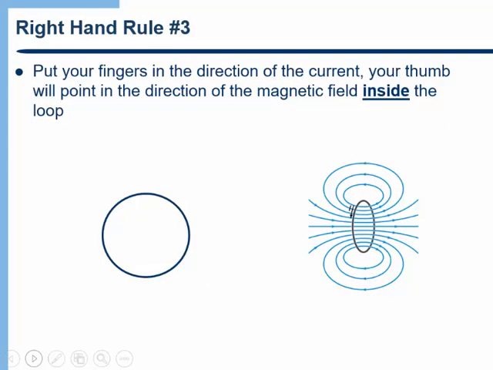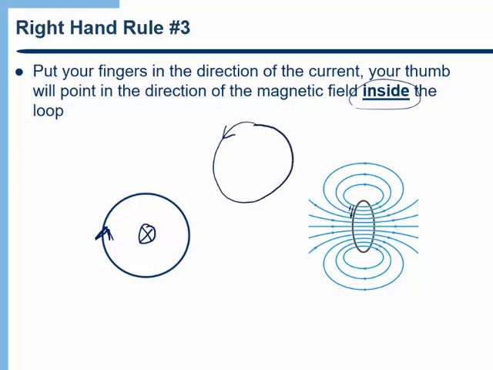Right-hand rule number three tells you how to find the direction of the magnetic field created by a current-carrying loop of wire, and it's only the direction inside the loop. So put your fingers in the direction of the current around the loop. Look where your thumb is pointing. If it is a clockwise current like this, notice that your thumb is pointing in. If I have another loop and it is a counterclockwise current, notice if you put your fingers in the direction of the current, your thumb is pointing out. Okay, so those are our three right-hand rules.